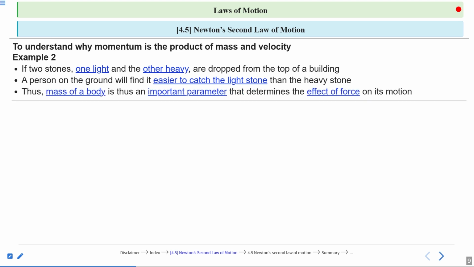Thus, mass of a body is an important parameter that determines the effect of force on its motion. So here mass is a parameter. Due to this, the effect of forces changes.